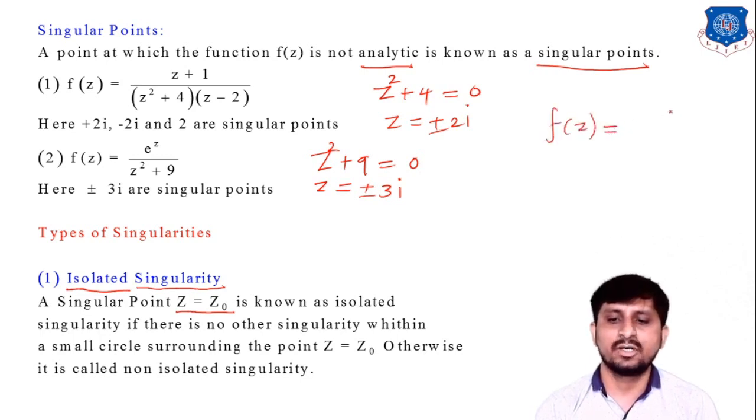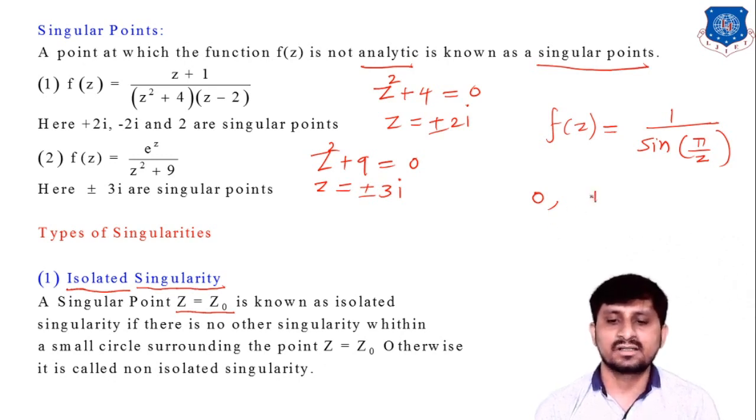F of z is equal to 1 upon sine pi upon z. Suppose my function is f of z equal to 1 upon sine pi upon z. Now try to understand very carefully. This function is not analytic. At which points? First of all, 0, because at point 0 this pi upon z is not defined, so that's why 0 is my singular point.